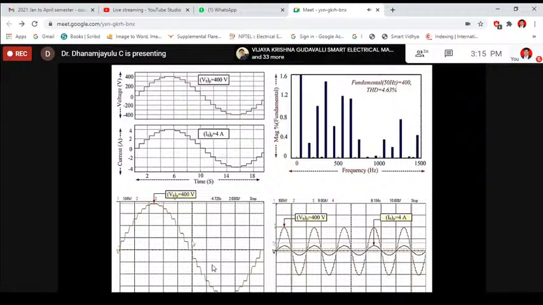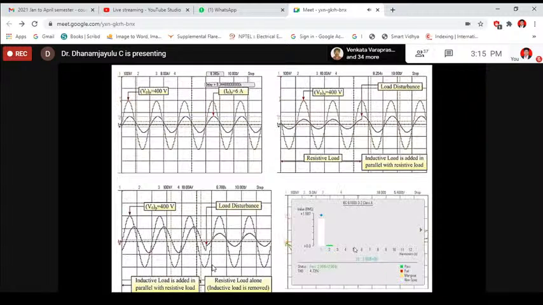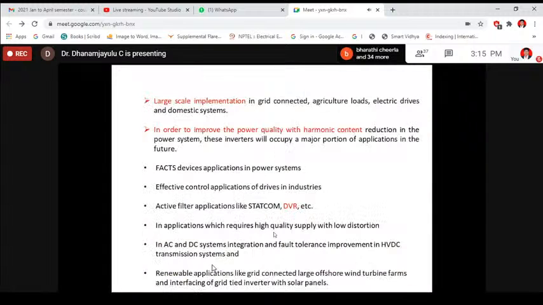Again, I have tested with linear loads and non-linear loads. This is the linear load with R load, and this is the non-linear load, and this is unity power factor to lagging power factor to unity power factor. Here the proposed inverter is well stable during dynamic load conditions. THD is also calculated.